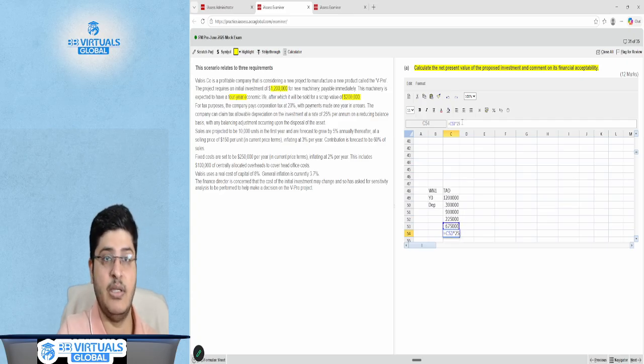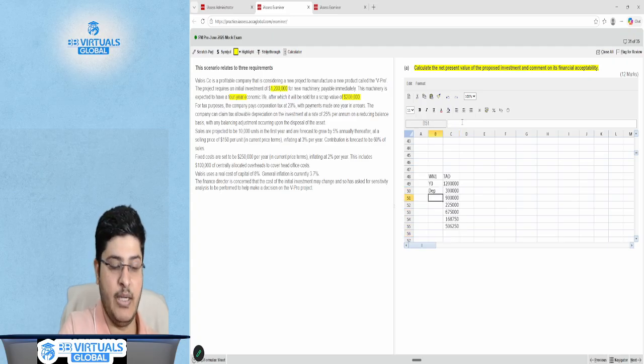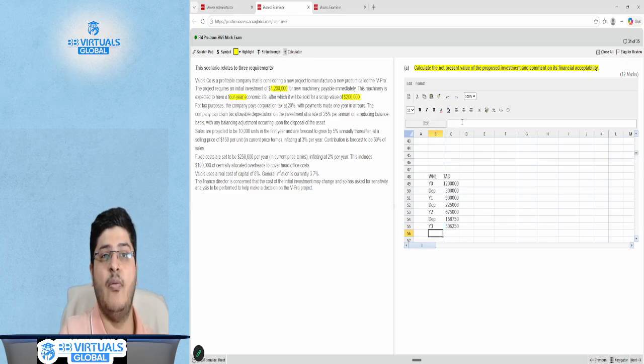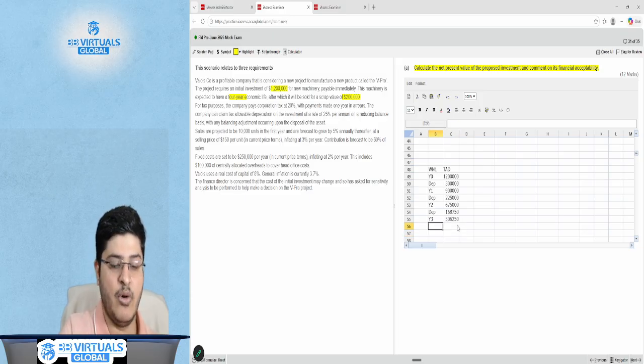Year 3 depreciation is 168,750. Year 3 closing value, so I will just keep writing quickly. Year 1 depreciation, year 2 depreciation, year 3 closing value we now know. Now what do we do? This is the amount which is yet to be received as deduction in taxes. I will reduce the scrap value.